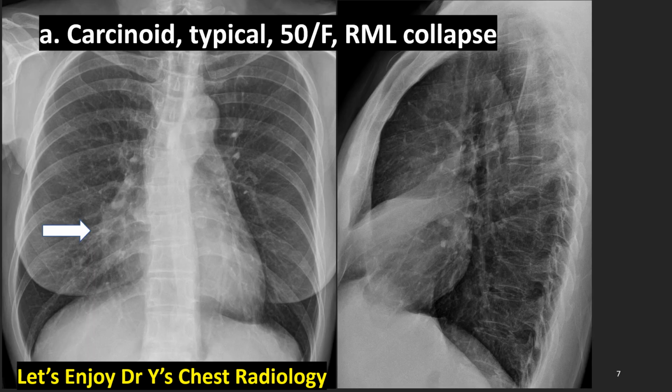Let's enjoy and start the radiologic findings of pulmonary carcinoid tumors. First one, typical carcinoid, woman, age 50. What do we see in the frontal radiograph? Yes, triangular increased opacity obscuring the right heart border, suggesting right middle lobe collapse. And we can confirm it on the lateral film, right middle lobe collapse.